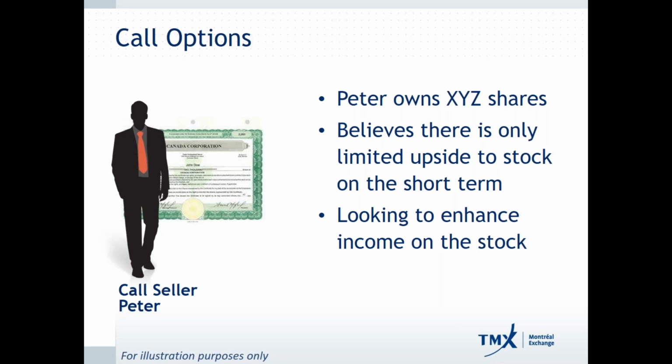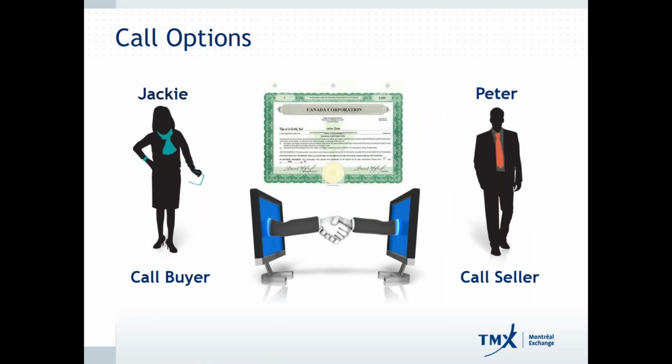Now, alternatively, we have Peter. Now, Peter actually physically owns the shares of XYZ. Now, there are option strategies where people could sell call options and not own the stock. But for the sake of this example, work with me on this, that Peter physically owned the shares. And he believed quite opposite to Jackie, that there's only a limited upside on the stock. And is saying, well, look, while I own the shares, if the stock doesn't go higher, I can generate an income off of the shares I own, and so I'm willing to sell the options and be the counterparty.